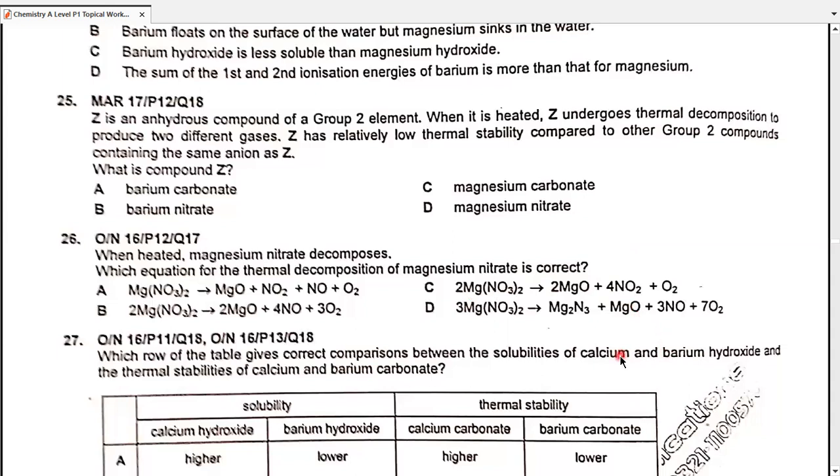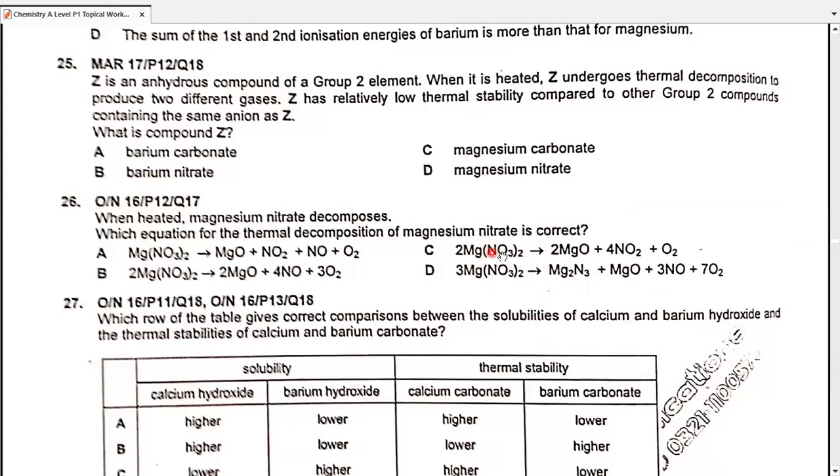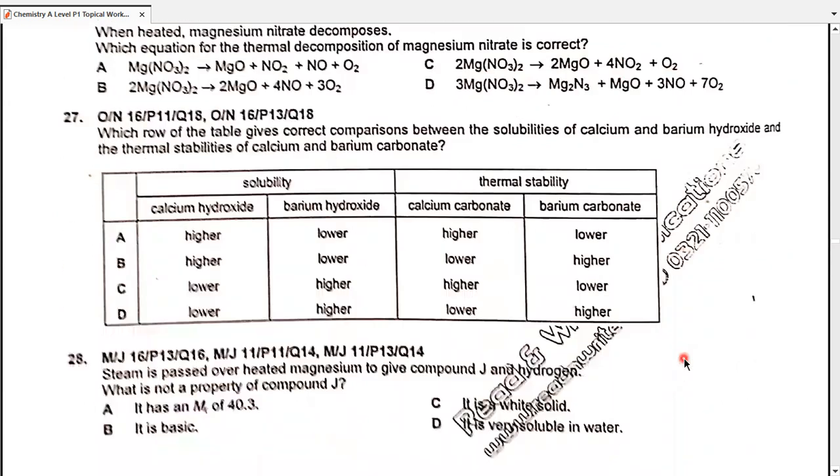I've already told you that nitrate gives you nitrogen dioxide and oxygen, so there's no point doing 26. Option C is correct. So it gives you the idea that 2 moles of nitrate gives you 2 moles of salt along with 4 moles of nitrogen dioxide and 1 mole of oxygen.